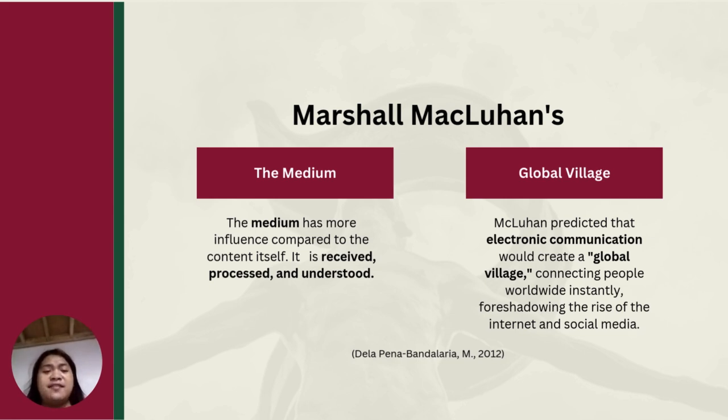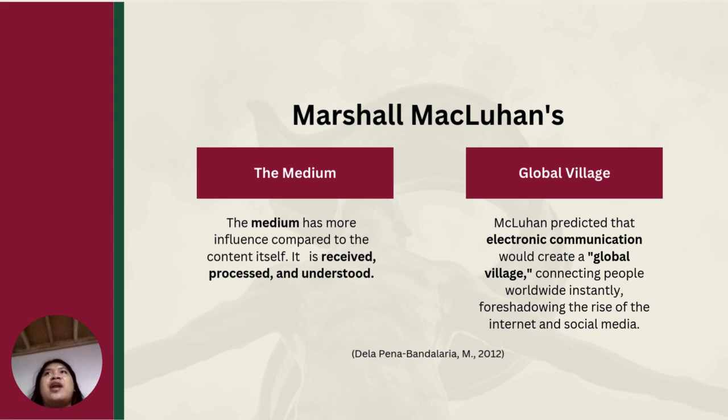Because technology allows people to become more interconnected, he coined the global village. He mentioned that electronic communication would create a global village connecting people worldwide instantly, foreshadowing the rise of the internet and social media during his time. This theory by Marshall McLuhan was published way back before the 2000s.